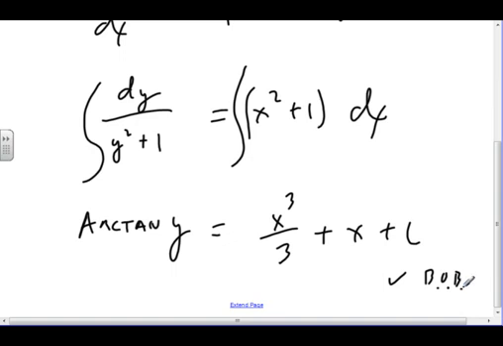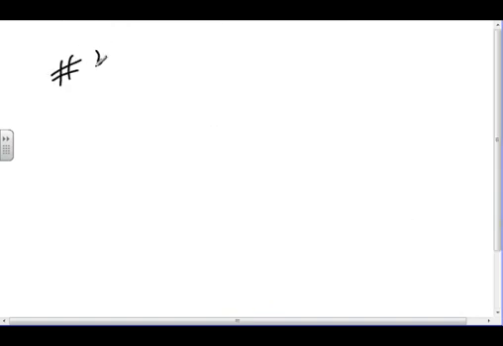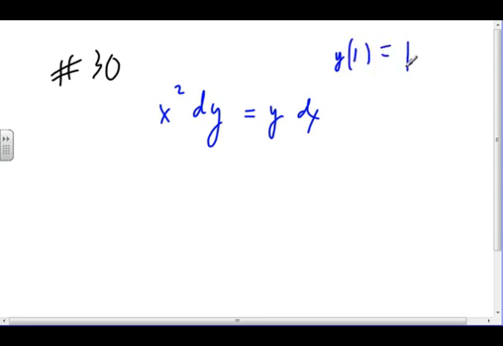Okay, one more. What are we doing? 30? Number 30. Okay, this time we're given an initial condition, so not only do we have to solve the differential equation, but then we have to figure out what C is. Alright, so I've got x squared dy is equal to y dx. And I have y at 1 is 1. Okay, so that's the problem that I have.